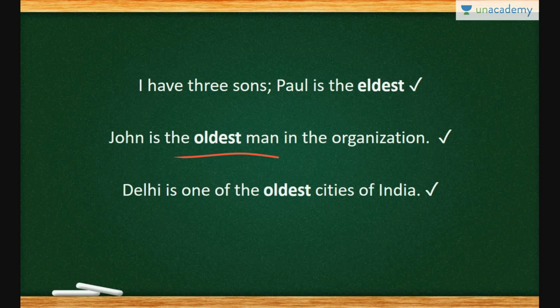Similarly, in the next example, you'll see Delhi is one of the oldest cities in India. What does it mean? Delhi is one of the oldest cities. That means it was settled before many other cities of India were settled. So oldest. Now Delhi is a thing, and we are using oldest, and John is a person, and we are still using oldest. So you get the idea.